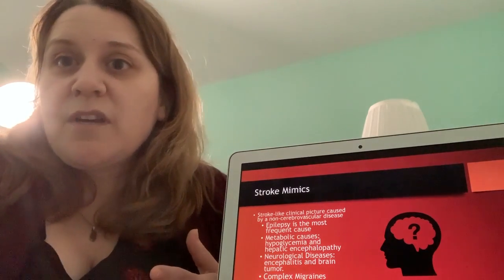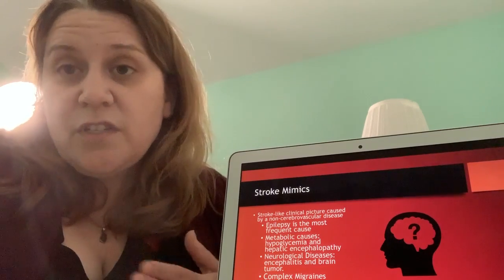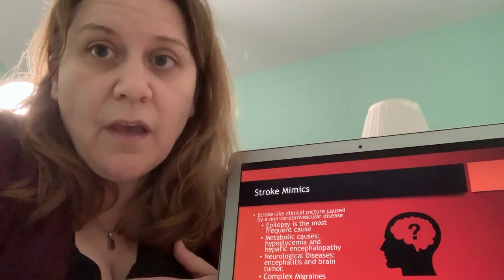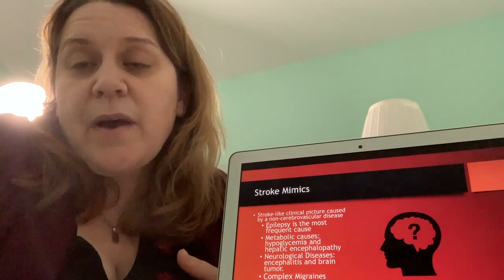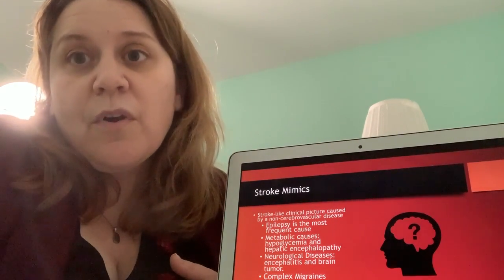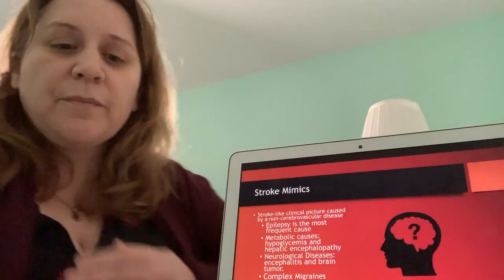Other stroke mimics: complex migraines, epilepsy, seizures, a postictal state that mimics a stroke. That's the most common stroke mimic. Stroke mimics can also be caused by hepatic encephalopathy, or sometimes a brain tumor or a brain abscess.